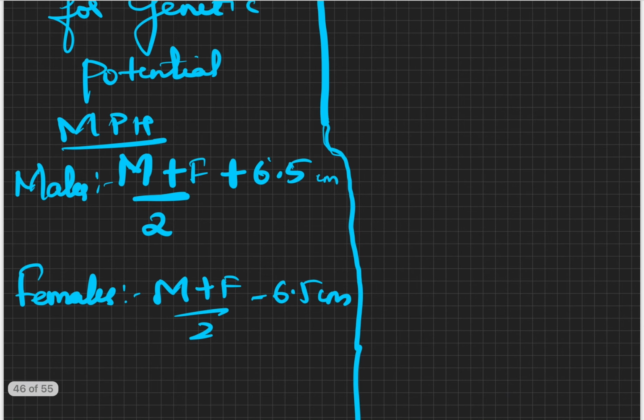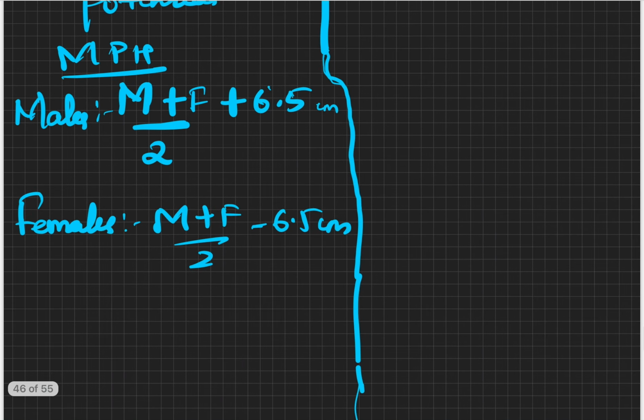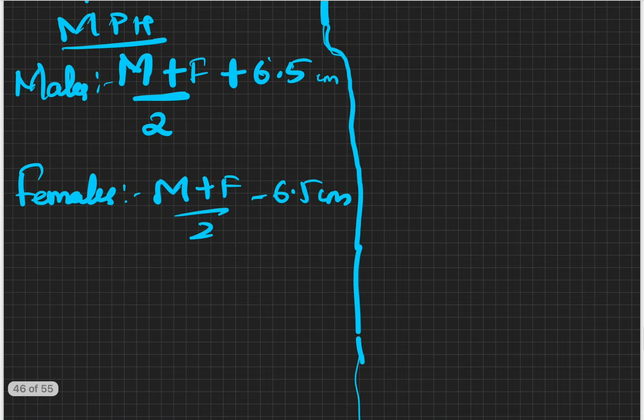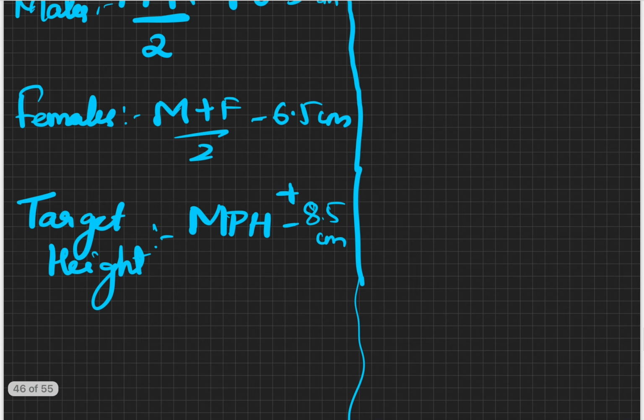For males, we calculate by maternal height plus father's height divided by 2, plus 6.5. For females, we calculate by maternal height plus father's height divided by 2, minus 6.5. For males, we add 6.5. For females, we subtract 6.5. So target height is mid-parental height plus or minus 8.5. So we get the mid-parental height, we add 8.5 to that value and subtract 8.5 from that value. We get the range of target height.